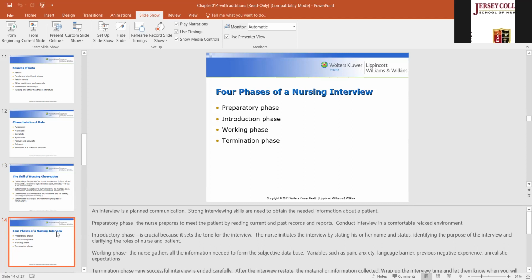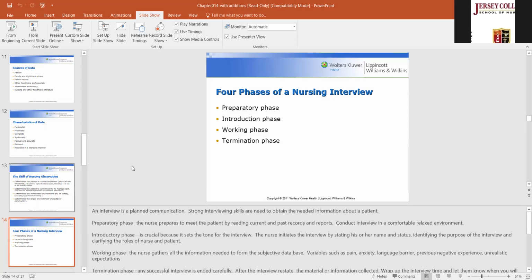All right. In the introductory phase, we're setting the tone for the interview. We're going to start the interview by telling the person who we are, and we're going to let them know why we're doing the interview. We're also going to clarify the roles of the patient and the nurse. And then in the working phase, we're gathering the information to form that database. So we're looking for the things that we can't see that the patient is going to tell us about, those subjective things like pain, anxiety.